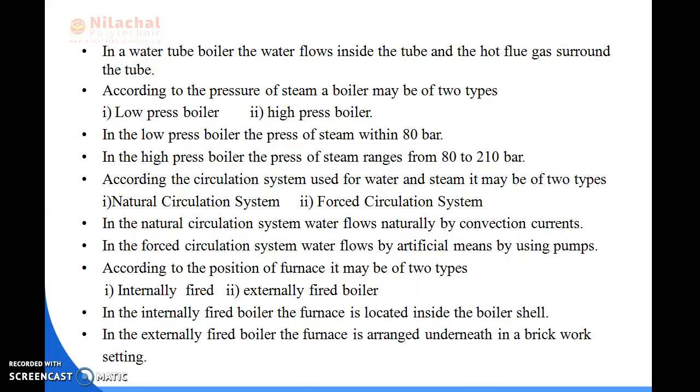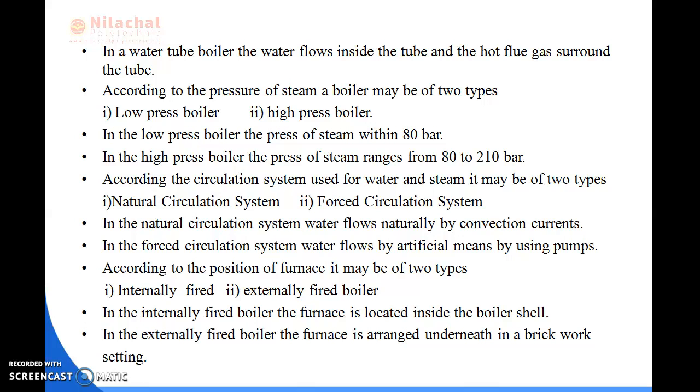two types. One is the natural circulation system and the other is the forced circulation system. In the natural circulation system, water or steam flows due to gravity or potential energy. But in the forced circulation system, it is circulated with the help of an additional force developed by a pump or an impeller. In the natural circulation system, the water flows naturally, but in the forced circulation system, it is by artificial means, by using pumps.